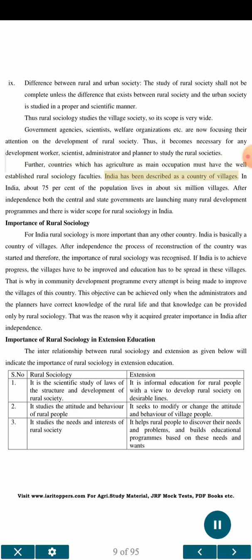India has been described as a country of villagers. In India, about 75% of the population lives in about 6 million villages. After independence, both the central and state governments are launching many rural development programs, and there is wider scope for rural sociology in India. Importance of rural sociology.